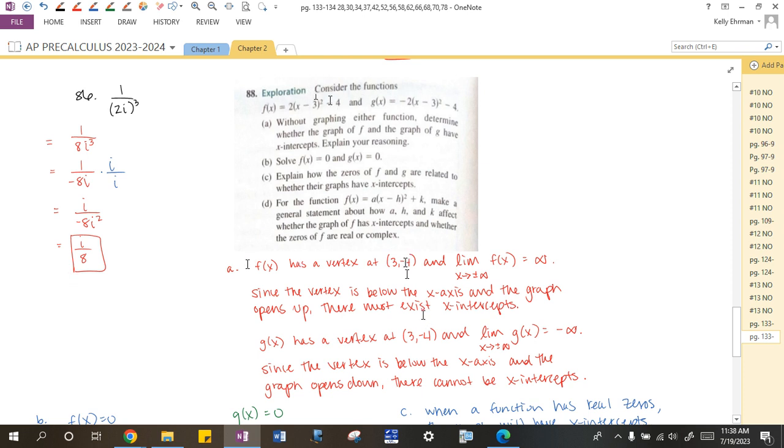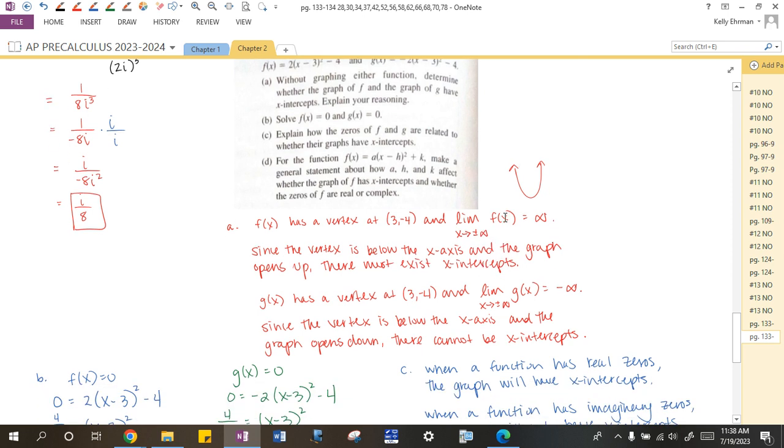And I just decided to toss in some limit notation here. Instead of just saying the graph goes up from there, because a is positive, the limit as x approaches either positive or negative infinity of f of x is infinity. So that's just me saying the graph goes up from there, because you're not supposed to graph it, right? So since the vertex is below the x-axis and then the graph opens up, or approaches infinity, the graph has to cross the x-axis. There have to be x-intercepts. I probably have to say something like, because f of x is continuous.